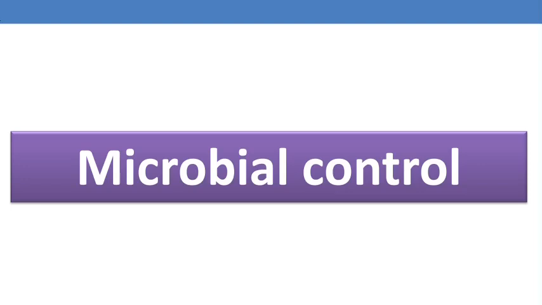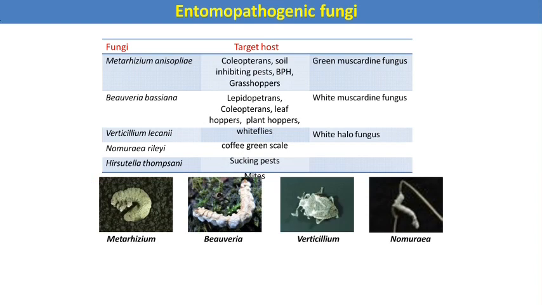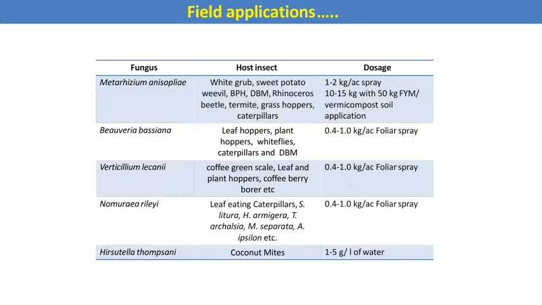It is one of the branches of biological control. Here the different beneficial microorganisms like fungi, bacteria and viruses can be used to reduce or suppress the insect population. The first one is the entomopathogenic fungi. These fungi cause disease in different insects. Metarhizium, Beauveria, Verticillium, Nomuraea and Hirsutella are the recommended entomopathogenic fungi against different insect pest populations. Metarhizium is also called green muscardine fungus, Beauveria is called white muscardine fungus, Verticillium is called white halo fungus, and Hirsutella thompsonii is mostly used against mites.